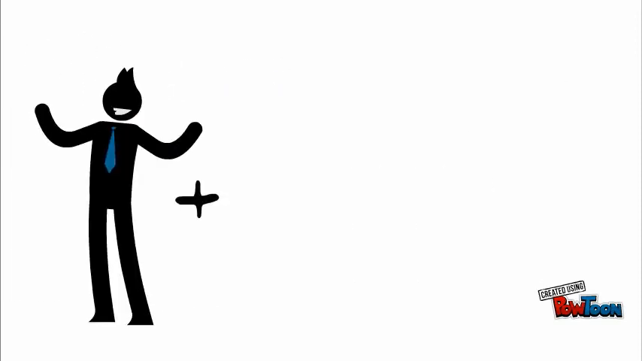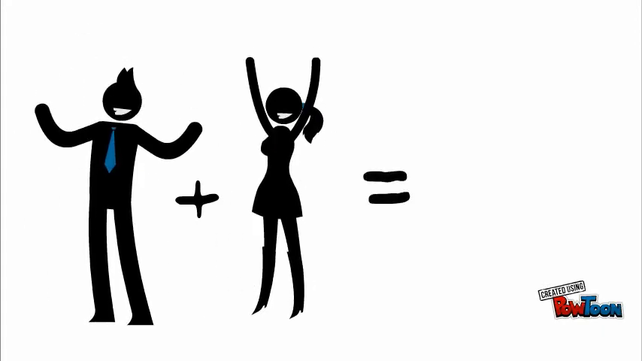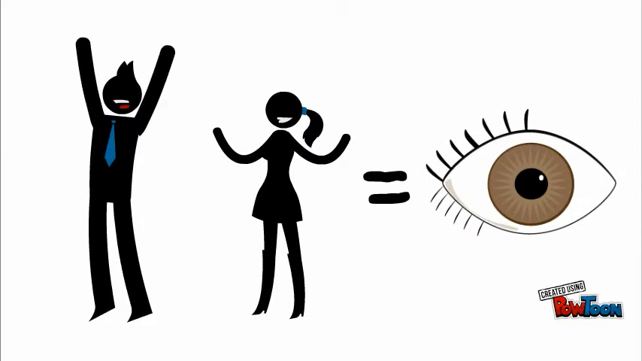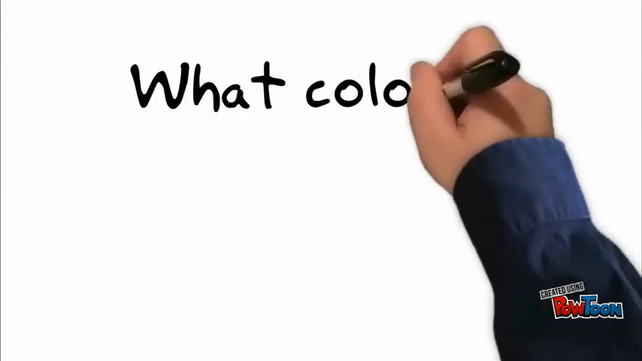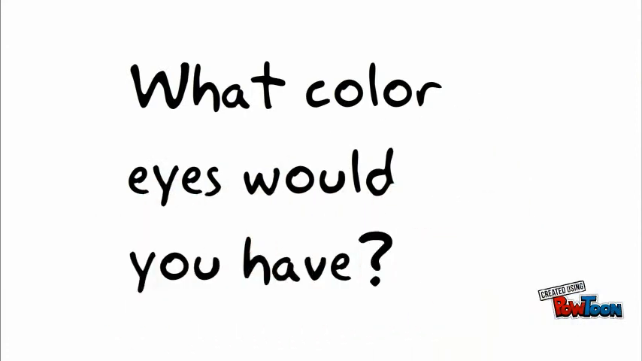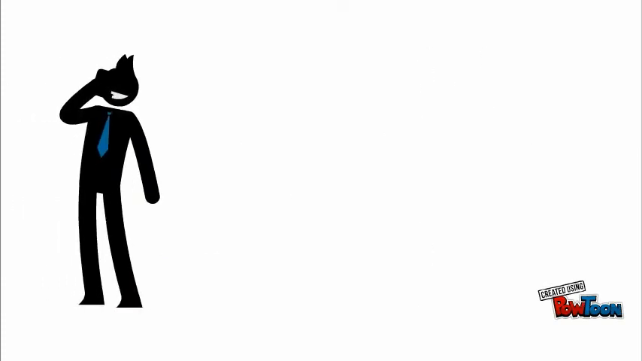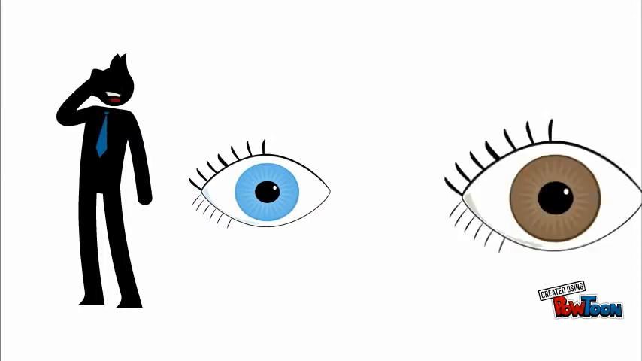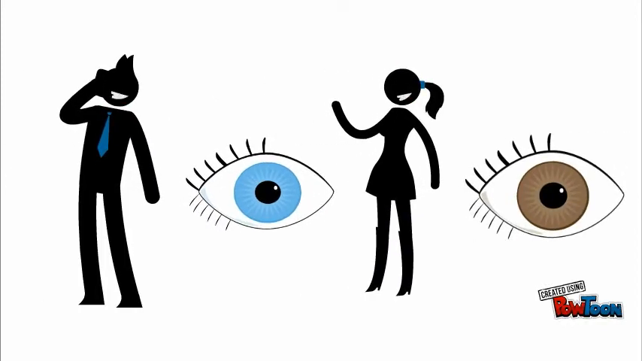They both have brown eyes. If they both have brown eyes, what color eyes would you have most likely gotten? You would have most likely gotten brown eyes. But let's mix it up a little bit. If one of your parents is blue-eyed and the other is brown, what color eyes would you have gotten?